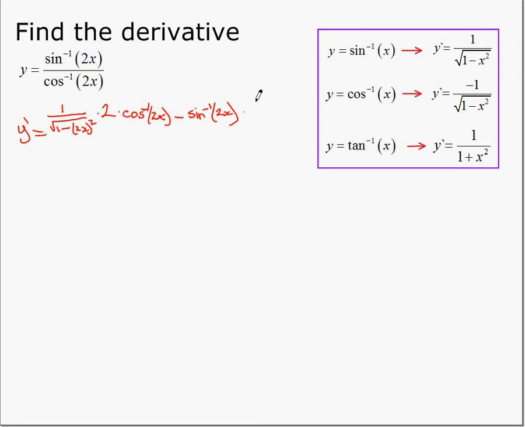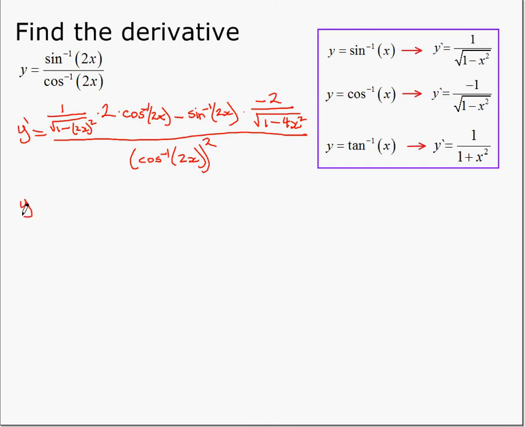So the derivative of the bottom is the same as for sine inverse except with a minus. So it's going to end up being minus 2 over the square root of 1 minus 2x all squared, or 4x squared, all over the cosine inverse of 2x all squared.